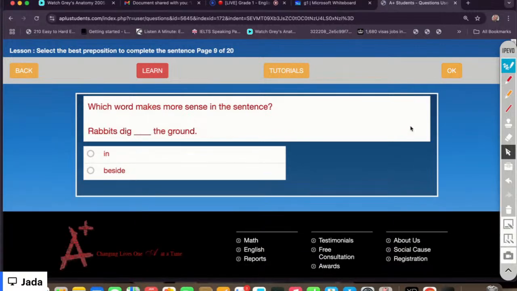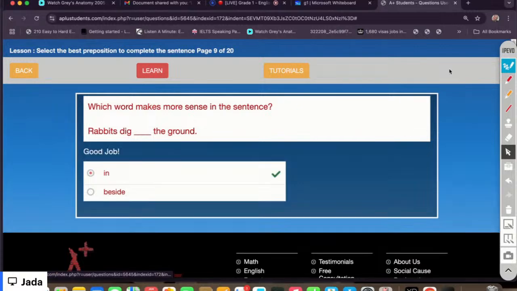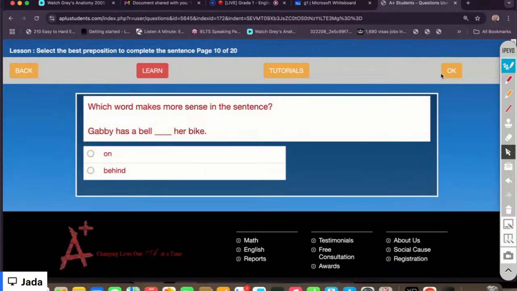So we have rabbits dig dash the ground. Dig in the ground or dig beside the ground. What do you think? Are they digging in or beside? So they dig in the ground. So that's where rabbits dig.